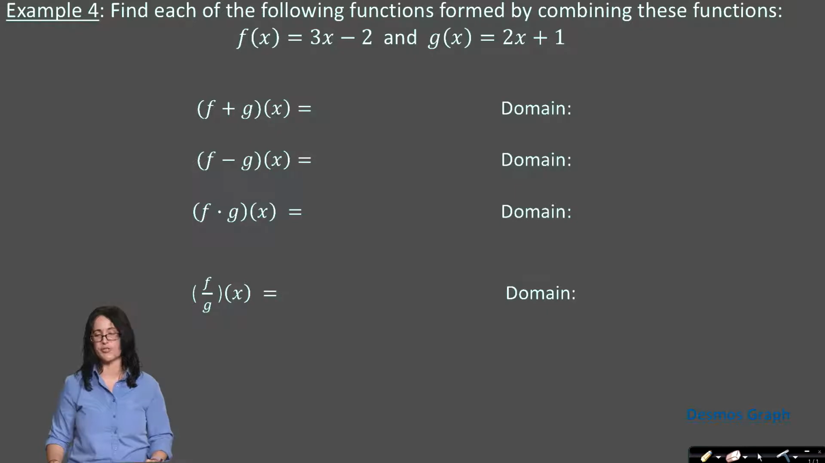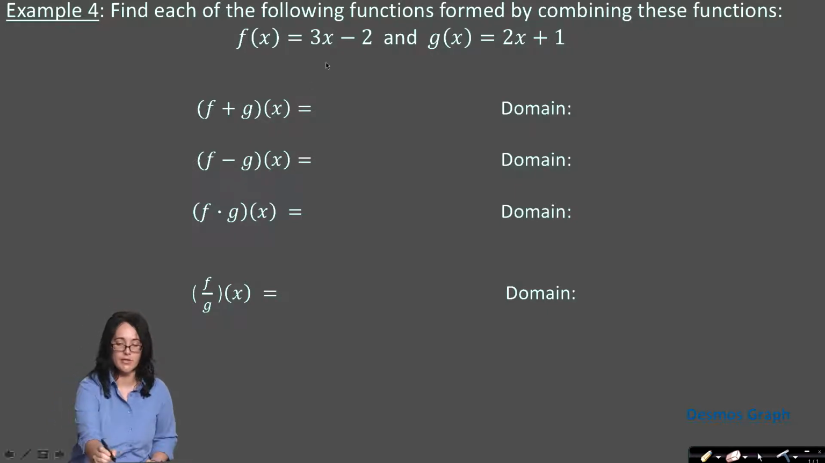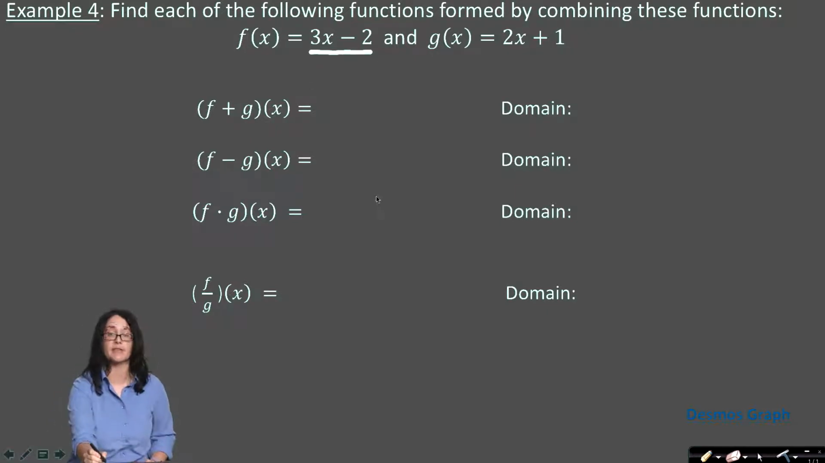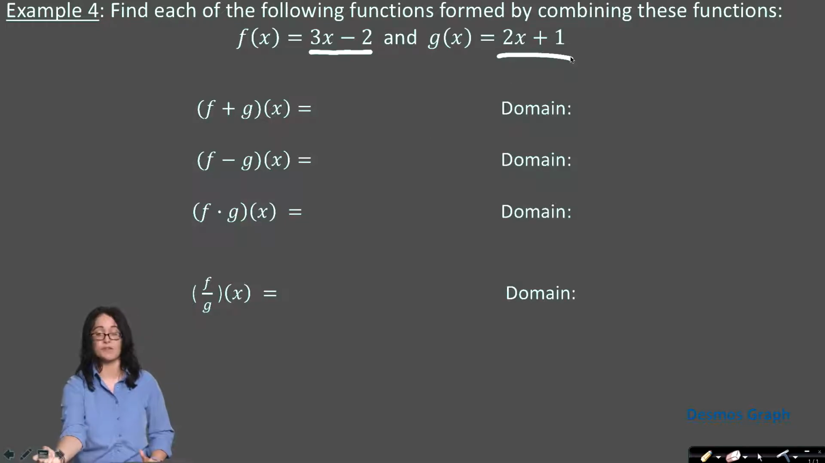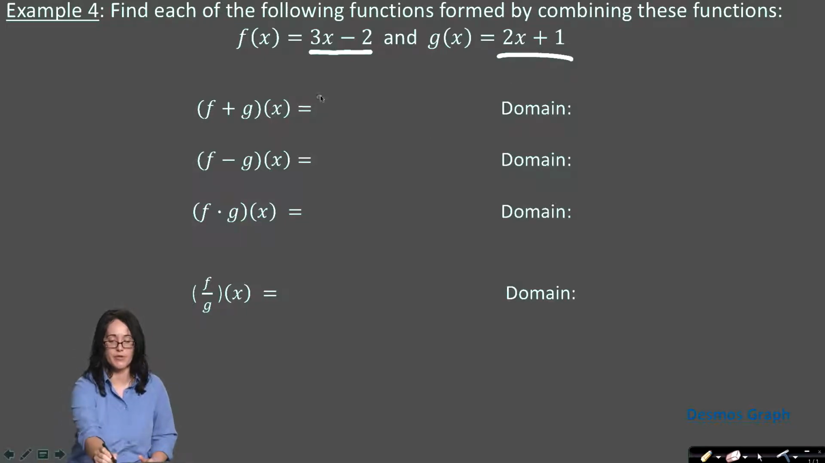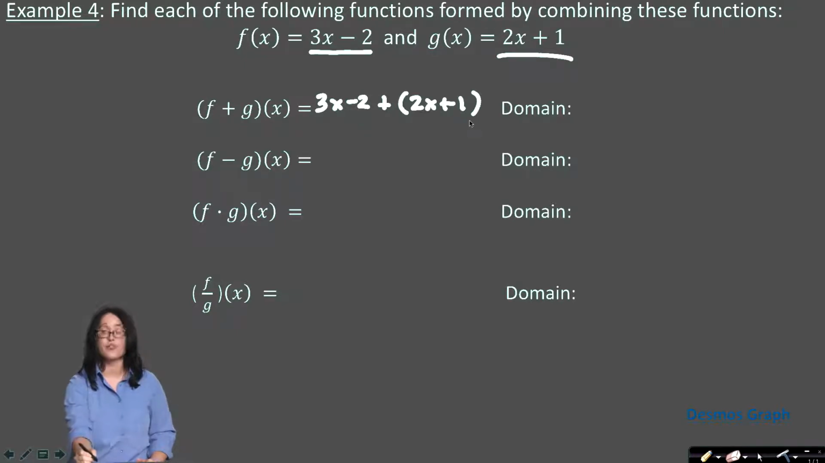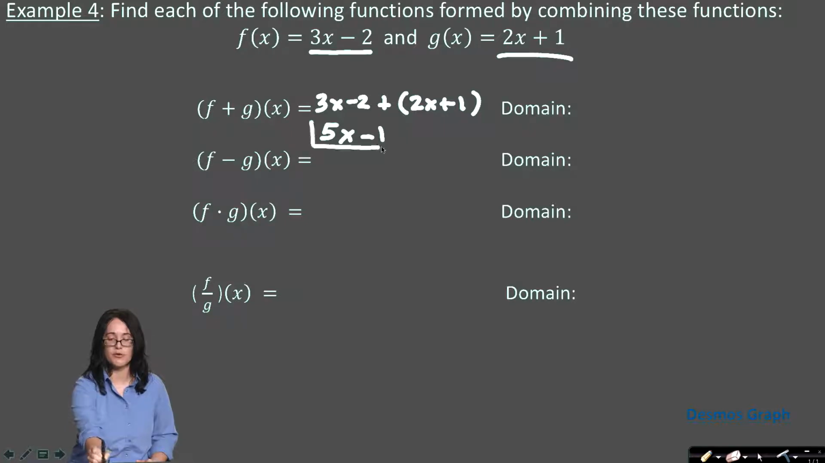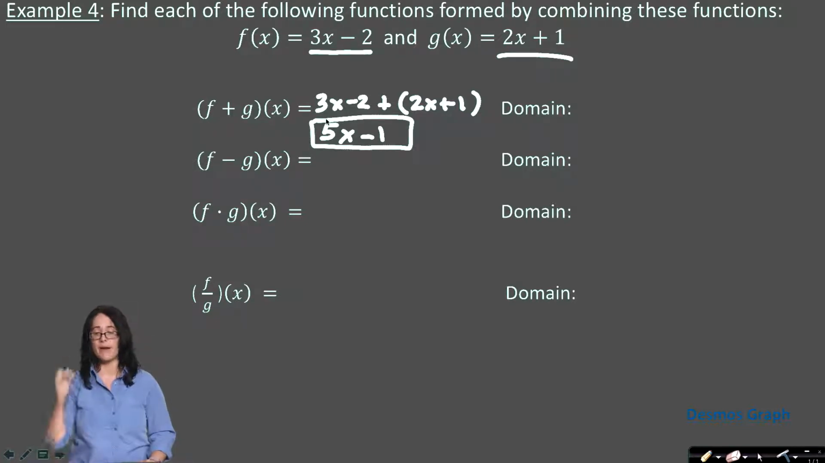So for f plus g, what did you do? Well, you would have taken your f function, 3x minus 2, and simply add it to your g function, 2x plus 1. So this would have been 3x minus 2 plus parentheses 2x plus 1. So when you combine those like terms, did you end up getting 3x plus 2x, which is 5x, and negative 2 plus 1, which is negative 1, so that your new function is the line 5x minus 1 for your outputs?